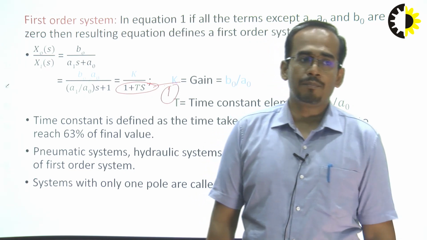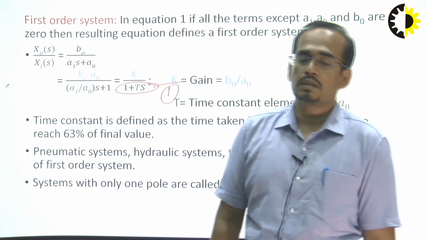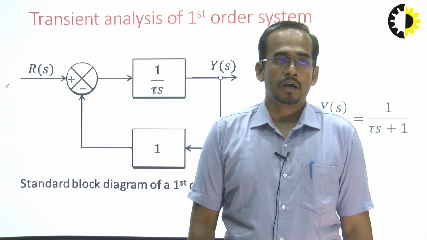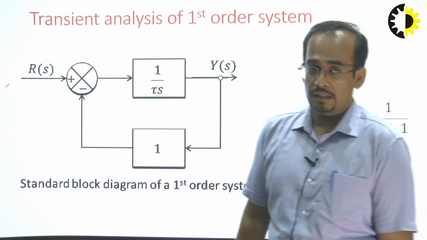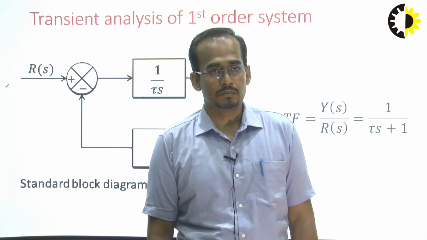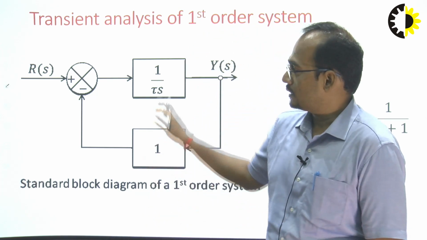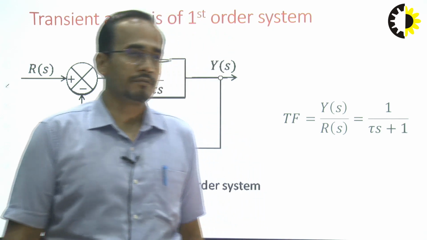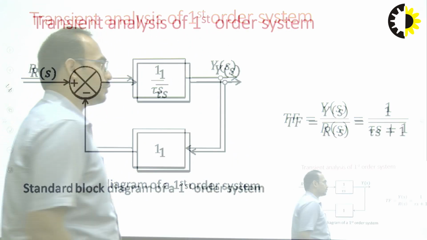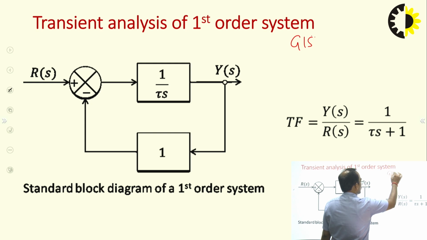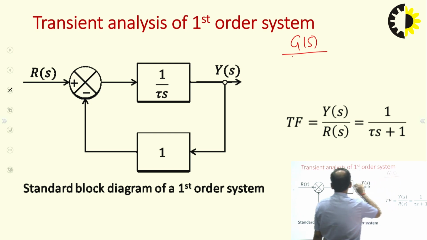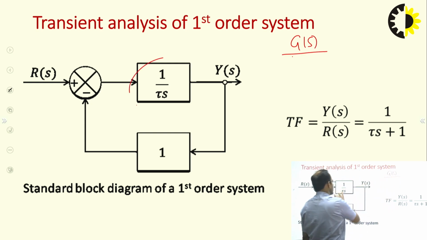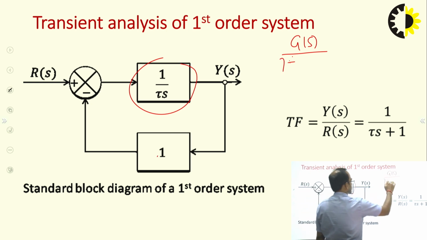Systems with only one pole are called first order systems. Now coming to the transient analysis of the first order system. This is the transfer function, the standard canonical form of the closed loop system. Canonical form means the closed loop transfer function Y(s)/R(s) will be equal to G(s) upon 1 plus G(s)H(s).